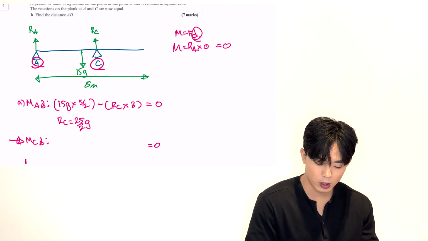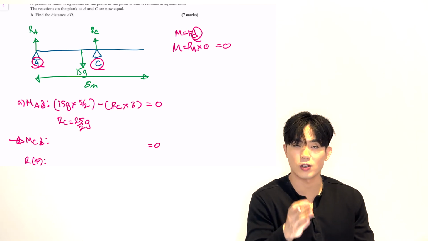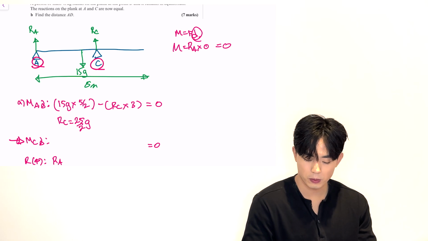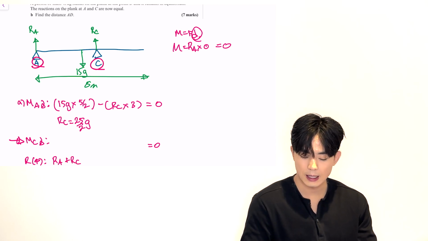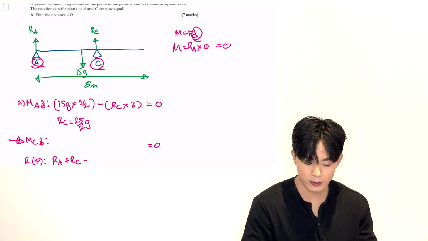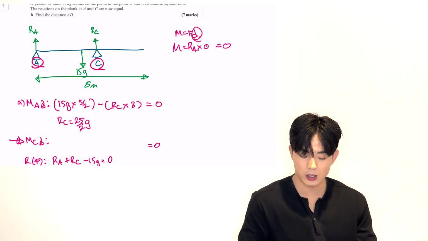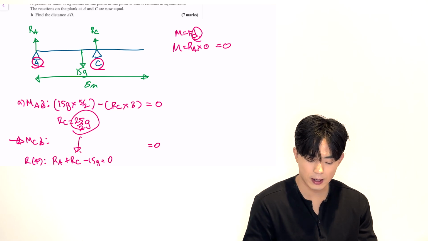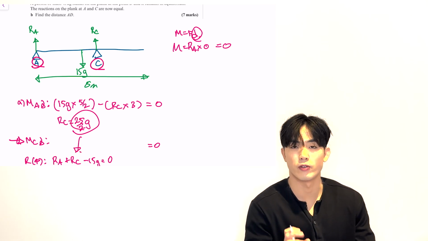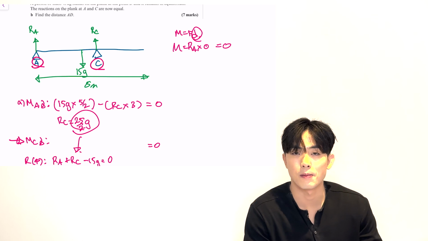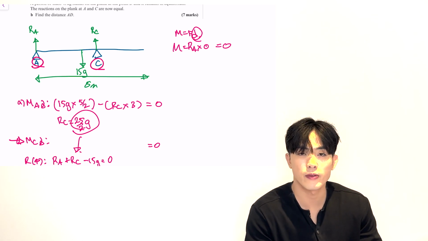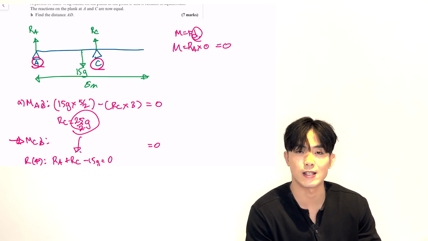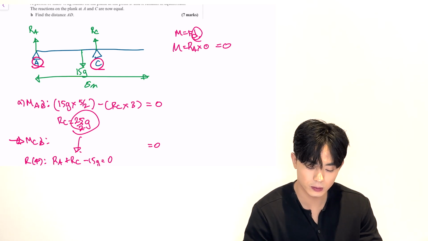So I can now resolve vertically upwards and look at all the forces acting vertically. We have RA acting upwards, RC acting upwards, and 15g acting downwards, so it's negative 15g, and because it's in equilibrium, I can set it equal to 0. Because I found RC here, I can plug it in and find RA using this resultant force equation rather than the moment equation. Both equations will give you the same answer, it's just that the resultant force equation is easier, simpler and quicker to use.